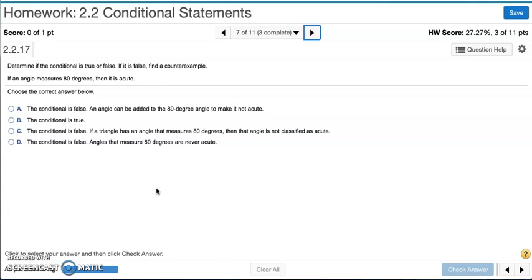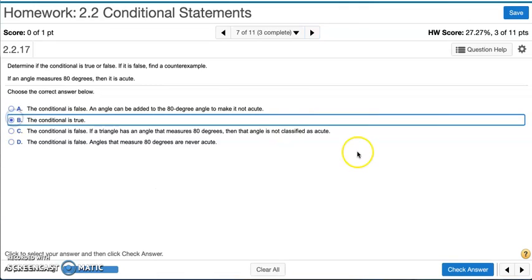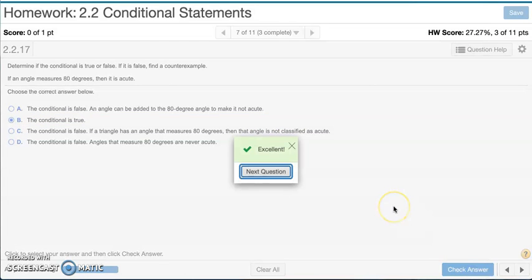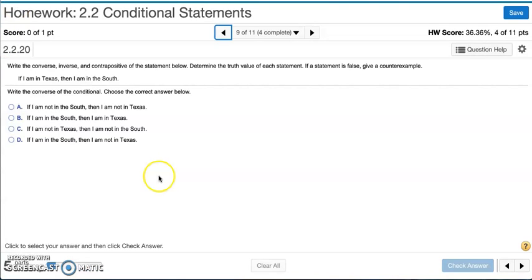Going to number 7. Determine if the conditional is true or false. If it is false, find a counterexample. So if an angle measures 80 degrees, then it is acute. That is true. An acute angle is an angle less than 90 degrees. That's number 7.